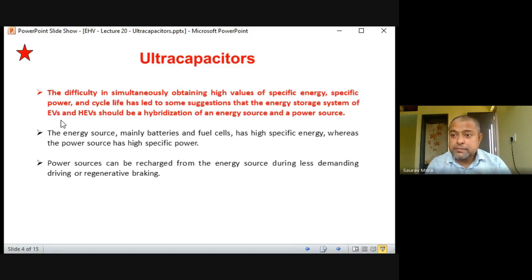This is a very important thing. That is, we are charging the power source. Ultracapacitor can be charged from the energy source. So from the battery, the ultracapacitor can be charged in less demanding driving or regenerative braking.